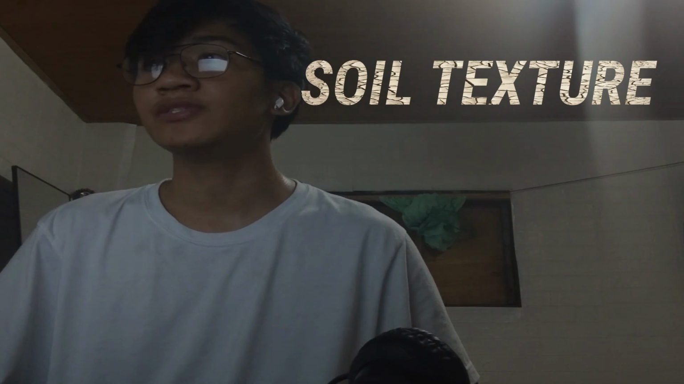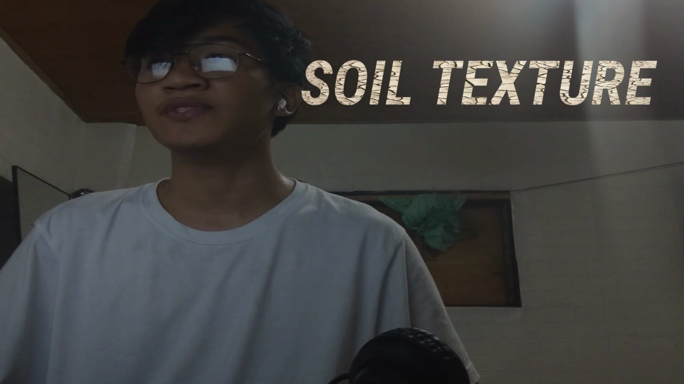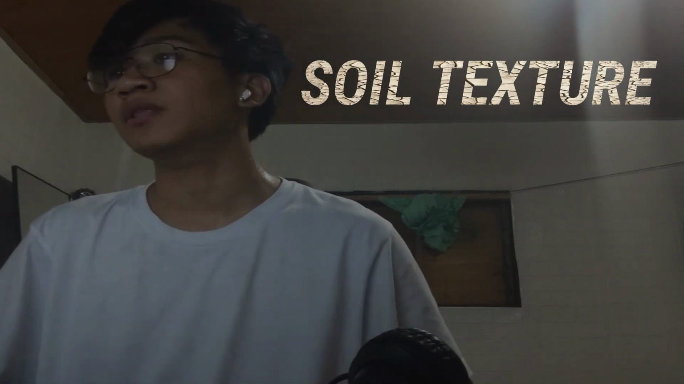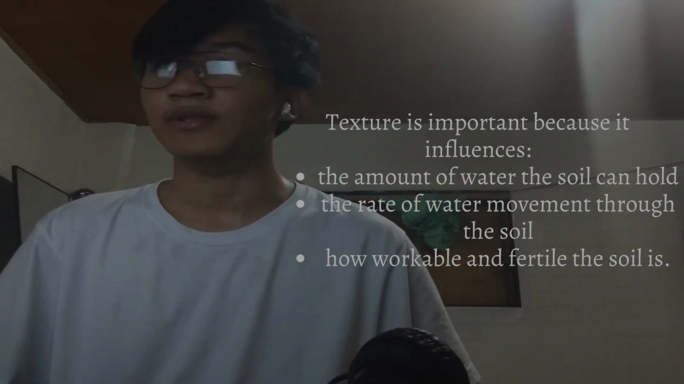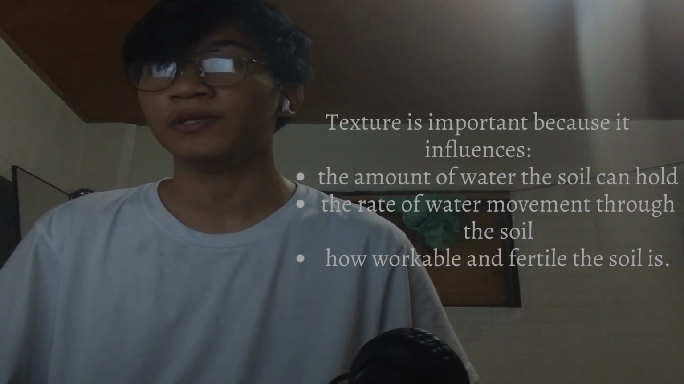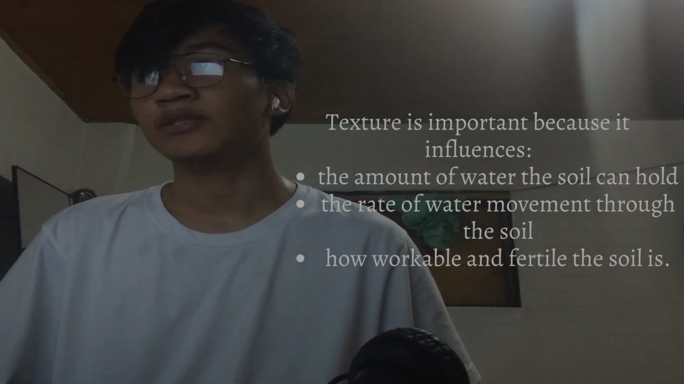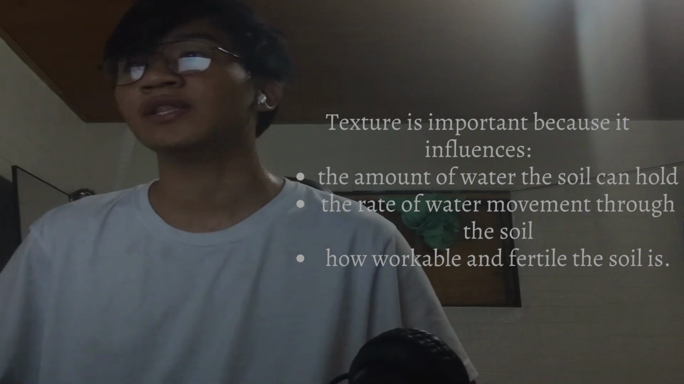For example, light soils refer to a soil high in sand relative to clay, while heavy soils are made up largely of clay. Texture is important because it influences the amount of water the soil can hold, the rate of water movement through the soil, and how workable and fertile the soil is. There are several methods for classifying soil texture, but the common one is based on the relative quantities of sand, silt, and clay particles in the soil.